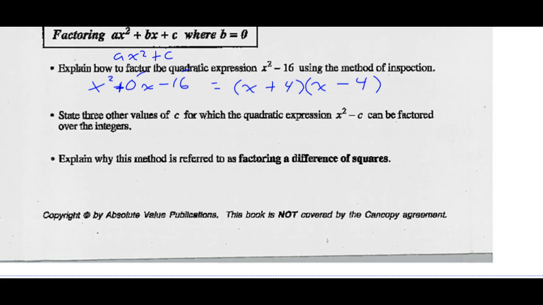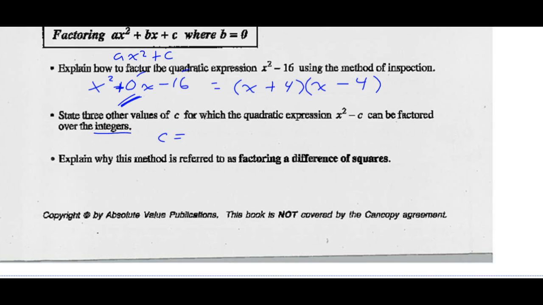State three other values of c for which the quadratic expression x squared minus c can be factored over the integers, meaning they're going to be positive or negative whole numbers. That's what integers are. All right. So any other values of c that we can think of where the middle term would add to 0. In other words, they have to be perfect squares.